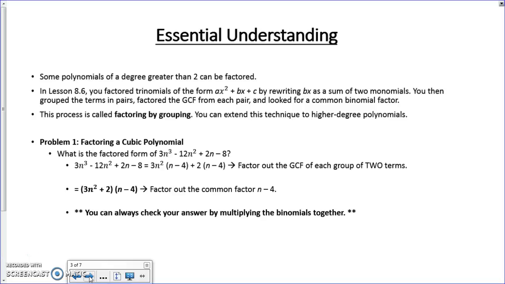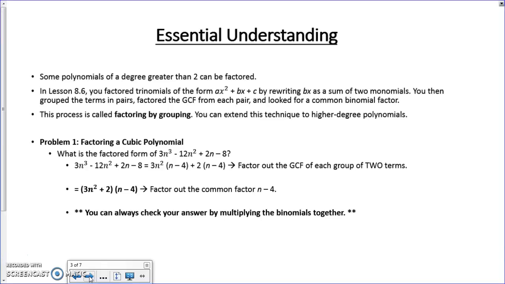In Lesson 8.6, you factored trinomials of the form ax squared plus bx plus c by rewriting bx as a sum of two monomials. You then grouped the terms in pairs, factored the GCF from each pair, and looked for a common binomial factor. This process is called factoring by grouping. You can extend this technique to higher degree polynomials.